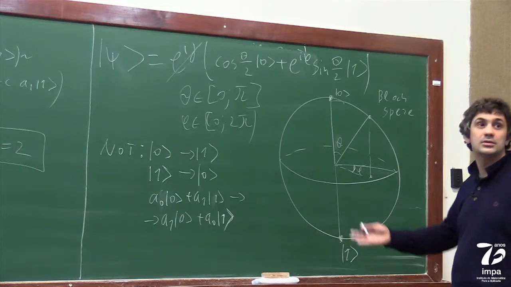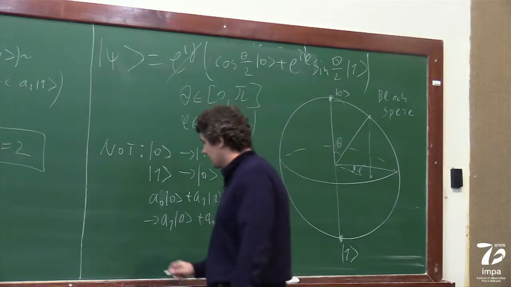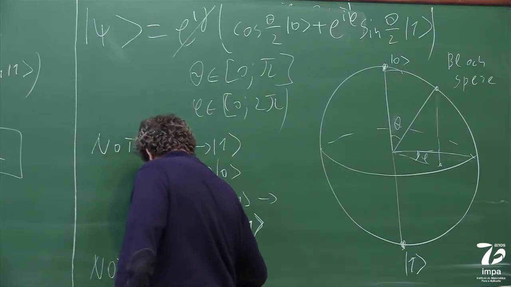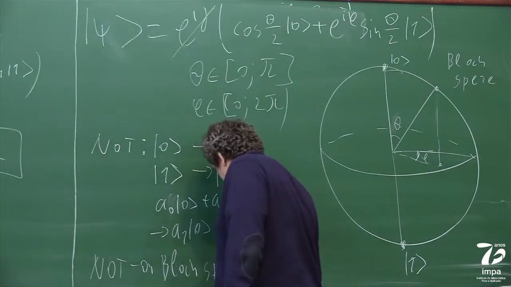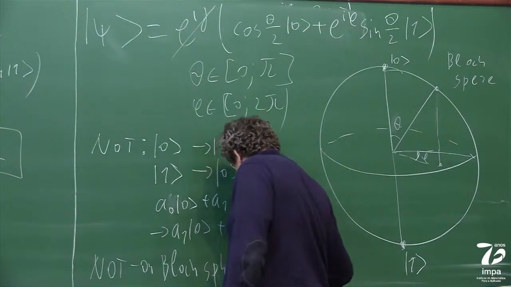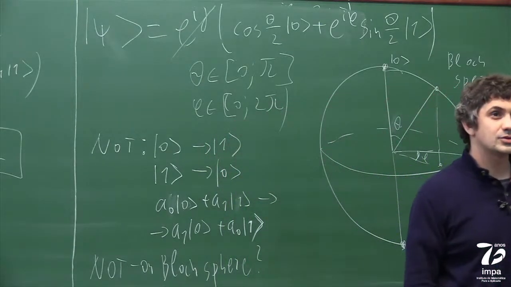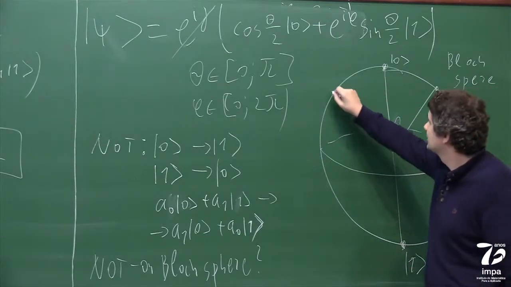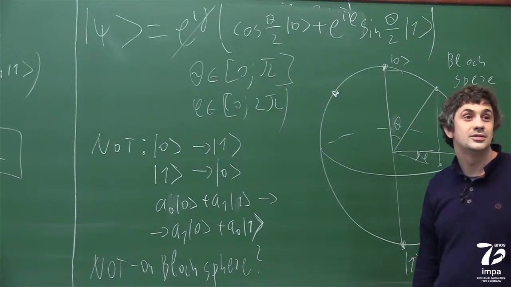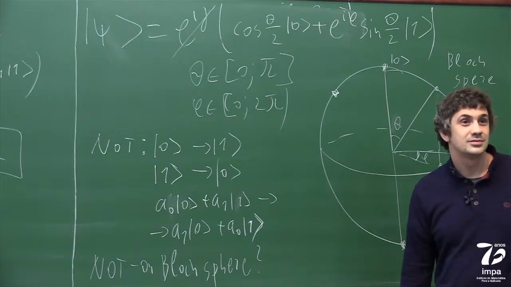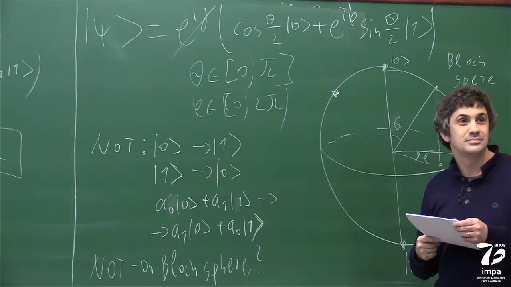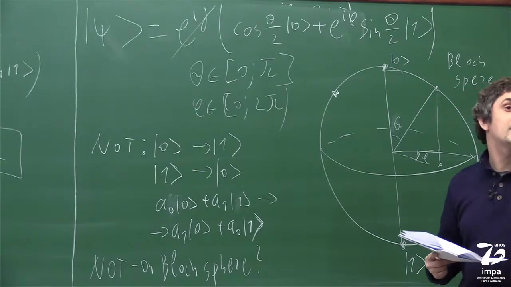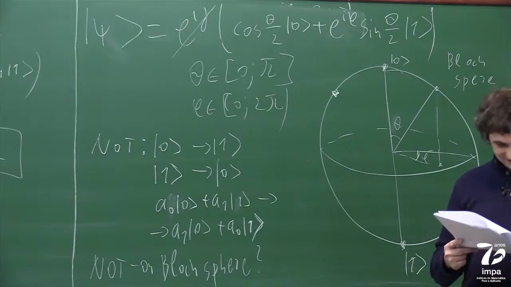So, okay, the question is how NOT operates on the Bloch sphere. If you have a state which is here, how do you find the NOT of it? This is an exercise for home.